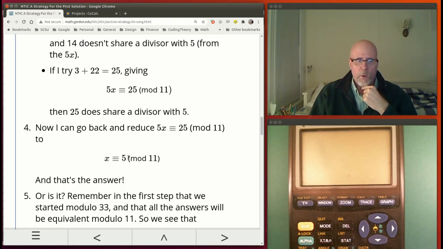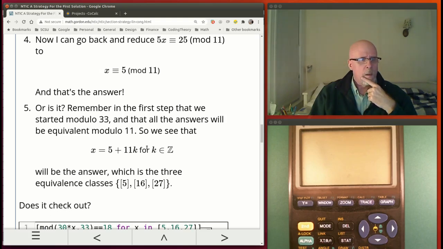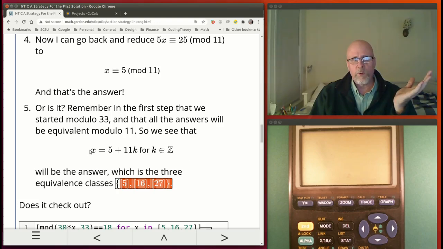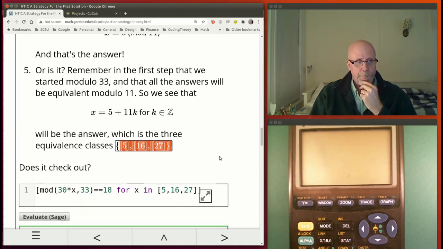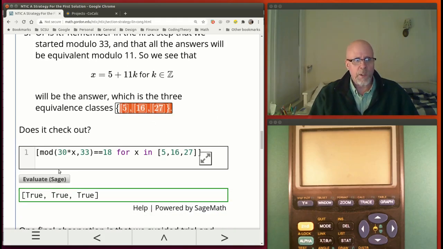Well, there are 3 things mod 33 that happen to be 5 mod 11. There'll be 5, and add 11 to that and get 16, and then add 11 to that to get 27. But there they are. They've got the things I said they would get, and they've written a general form for it. x looks like 5 plus something times 11. And the k can be in Z, but in fact, the k is going to be in 0, 1, 2. They've even given us a little Sage cell to evaluate.